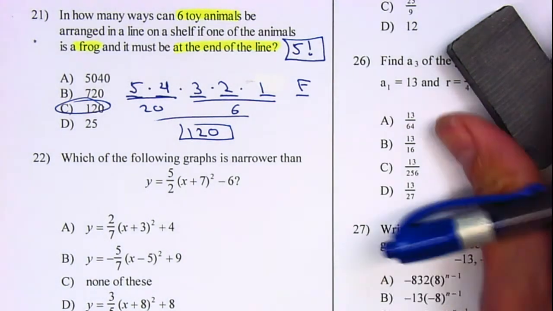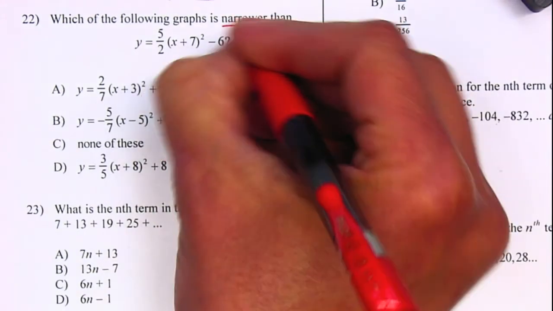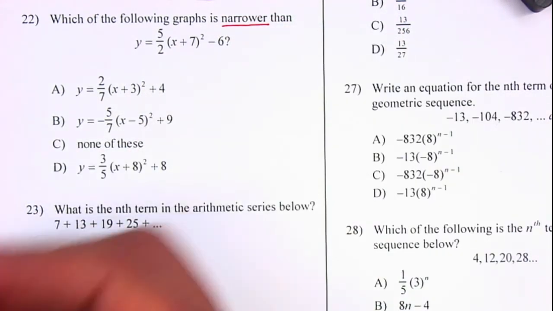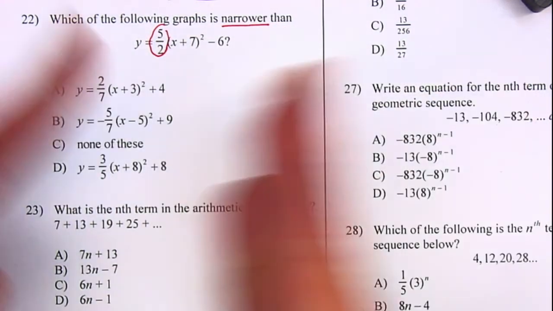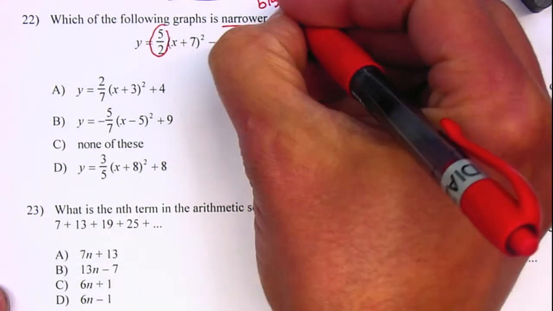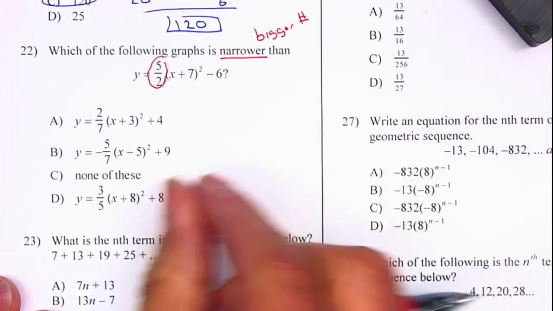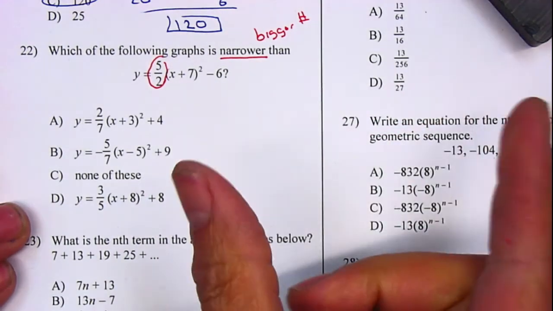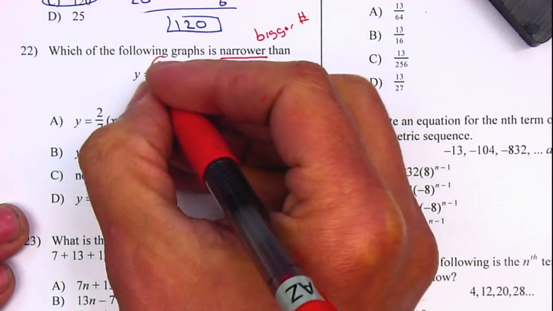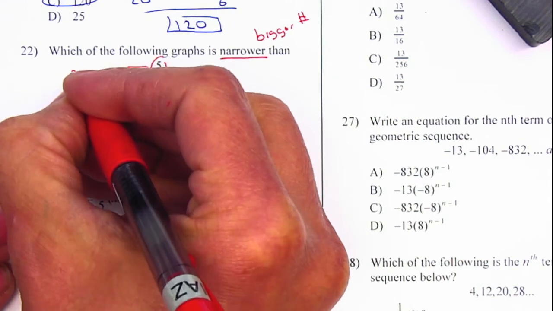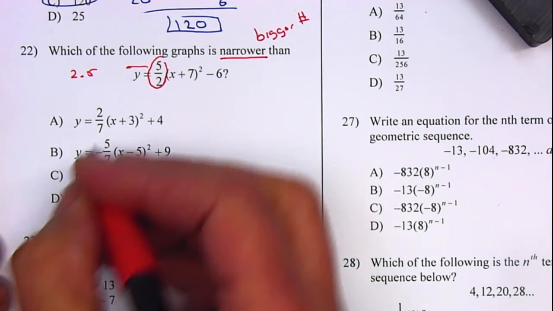Number 22. Which of the following graphs is narrow? Now remember, if we're looking for a graph that's narrow, we're looking for the a value to be a bigger number. If it's wider, we're looking for a smaller number. So the smaller the value of a, the wider the graph gets. So in this case, 2 divided by 5, this will give me 0.4. And I'm looking for a number that's bigger than that.